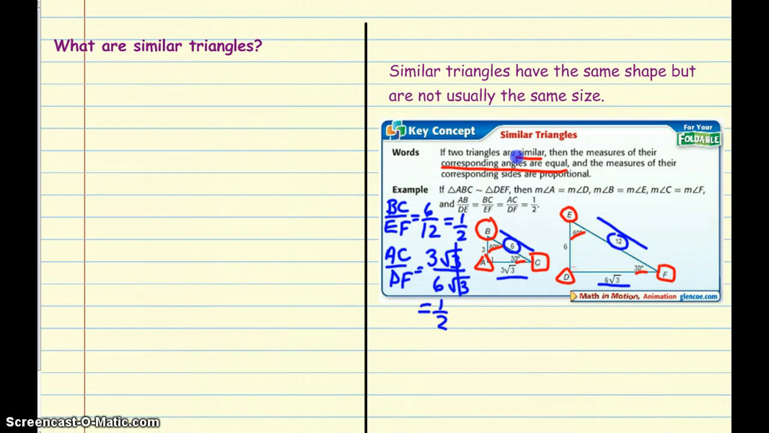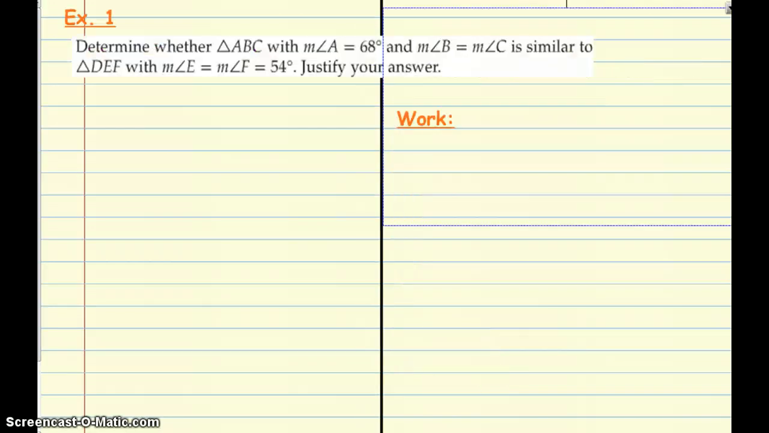And then side AB and side DE also correspond. We can do the same thing and set up a fraction. That's 3 and 6, which also simplifies to 1/2. So because all of these proportions ended up simplifying to 1/2, there's another case in point as to why these two triangles are similar. So let's take a look at some examples.